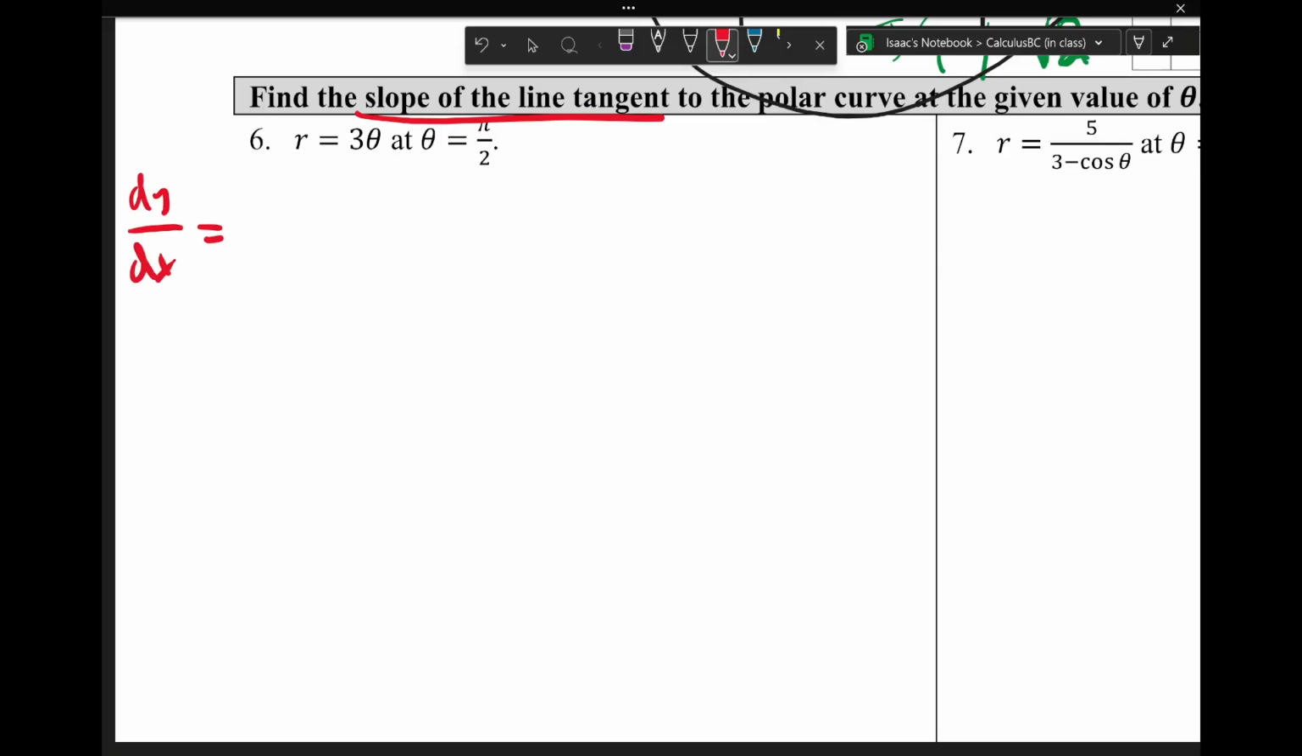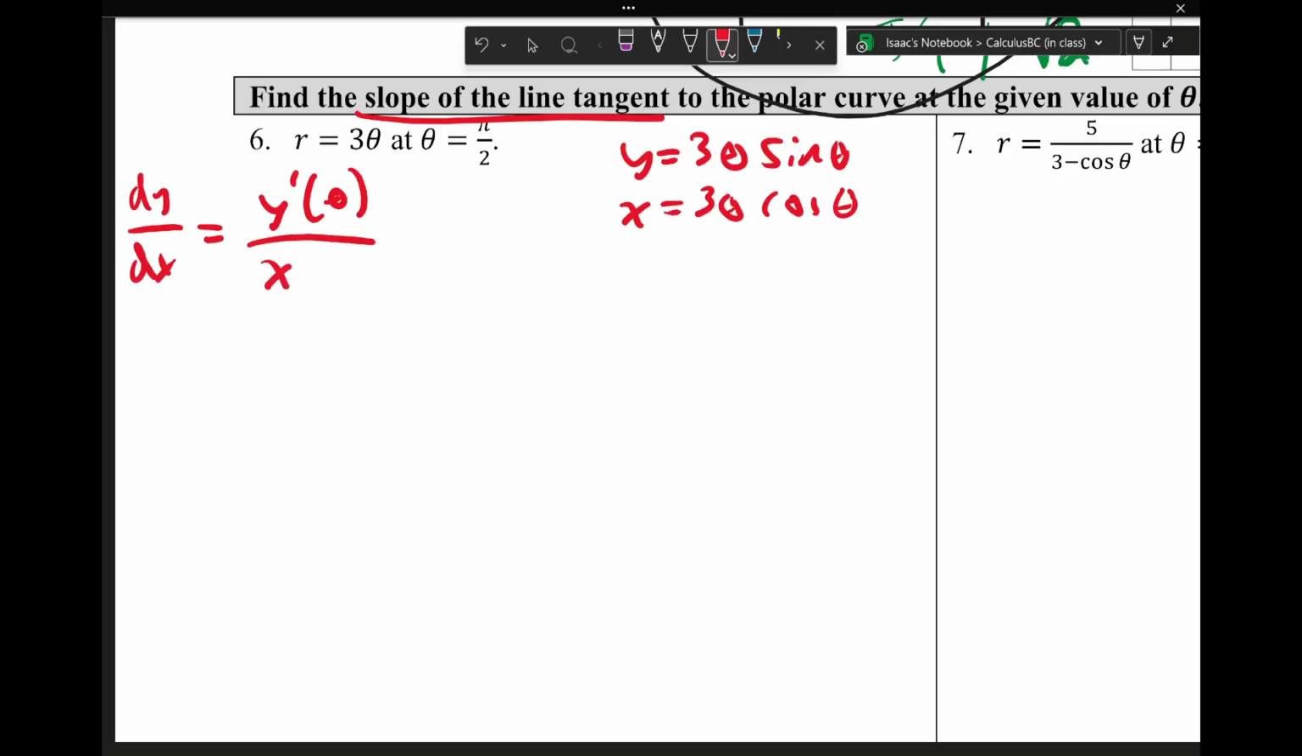And so over here, remember, let's do y first. y is r sine theta, I'm just plugging r in. x is always r cosine theta, just plugging r in. And then if I want to know dy/dx, that's the same as the derivative of y in terms of theta divided by the derivative of x in terms of theta.